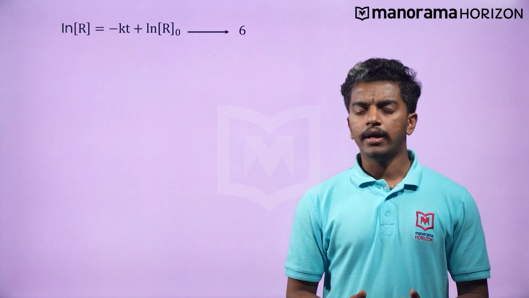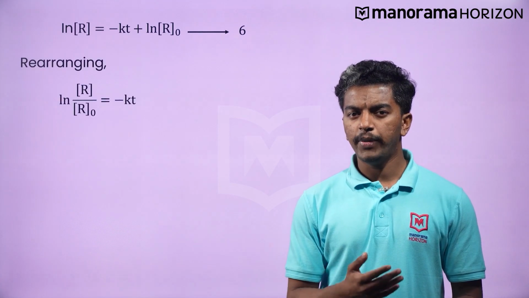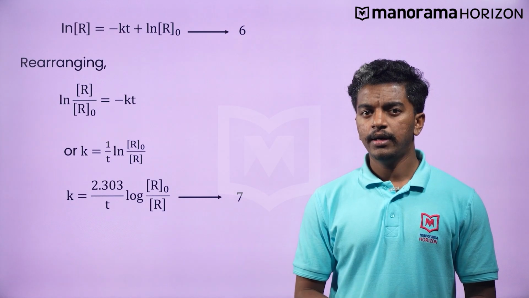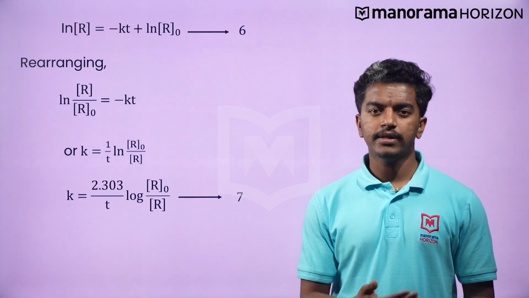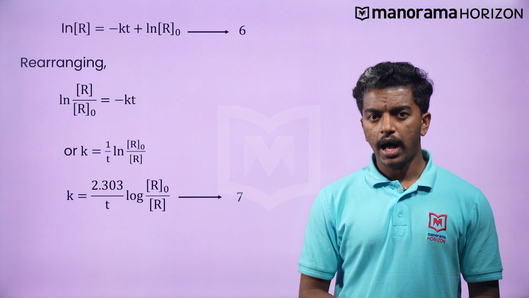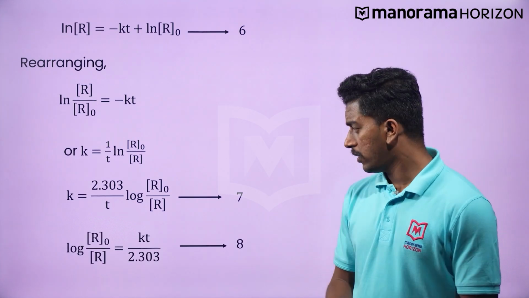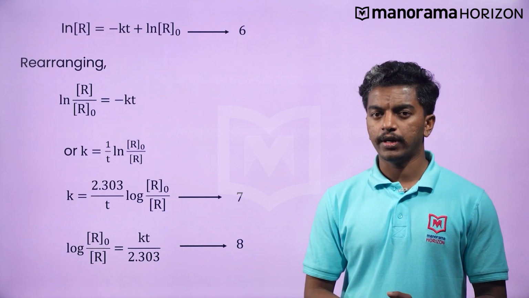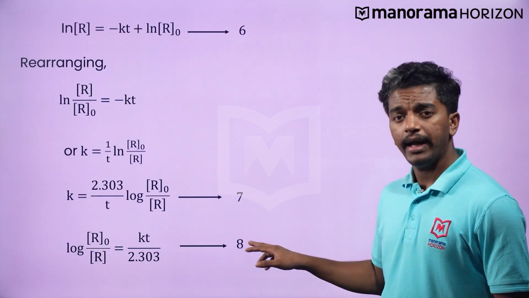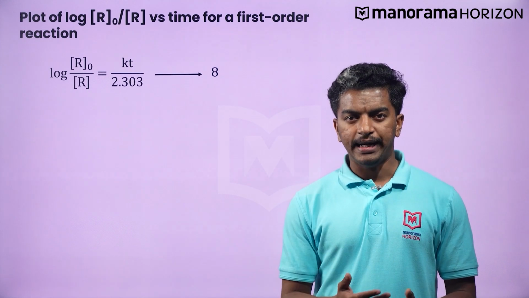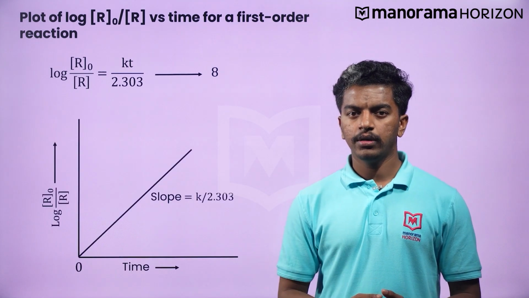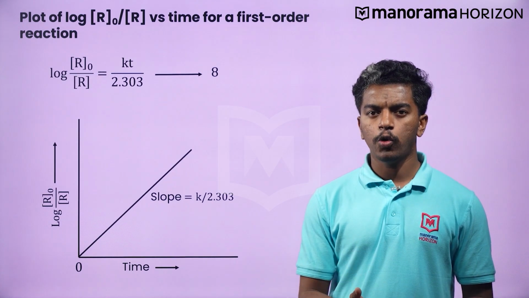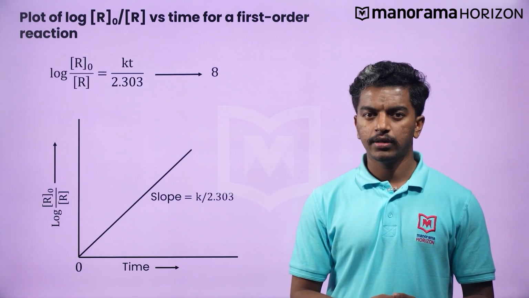The integrated rate law of first order reaction may be rearranged and converted to log to base 10. Then the first order reaction can be written in the form log R0/R = Kt/2.303. Let it be equation number 8. Based on equation number 8, if you plot a graph between log R0/R versus time, you will get the value of slope as K/2.303.